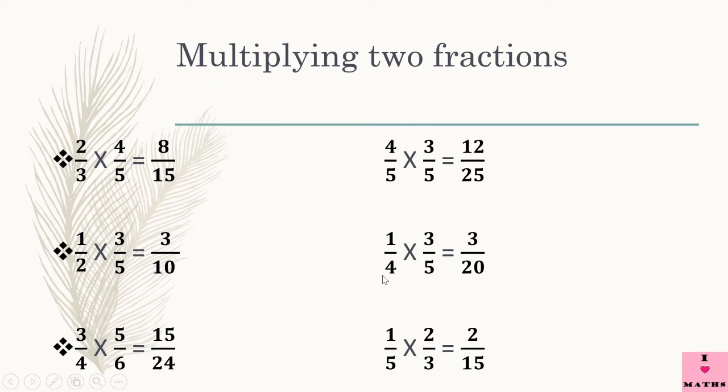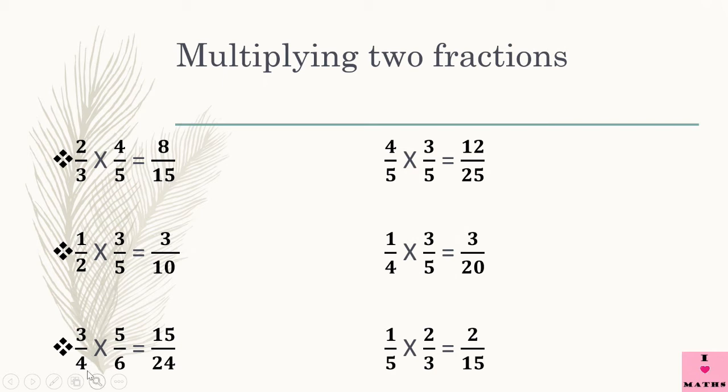Okay. 1 upon 4 multiplied by 3 upon 5. Now, 3 ones are 3 and 4 fives are 20. So 3 upon 20 is the product of these two given fractions. And this is also in the lowest form. So this is the answer.